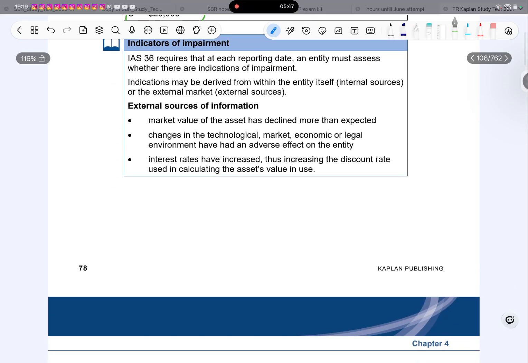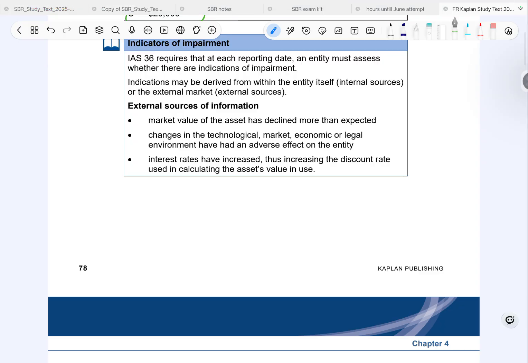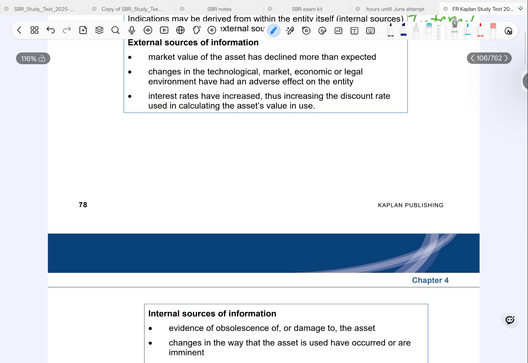Okay. Indicators of impairment. IAS 36 requires that at each reporting date, an entity must assess whether there are indicators of impairment. I guess we discussed this earlier also, that if we use the revaluation model for our assets, it's compulsory to assess at each reporting date whether there are any indicators that there has been an impairment for our asset. There are two types of indicators: the external indicators and internal indicators. So let's try and understand both of them.